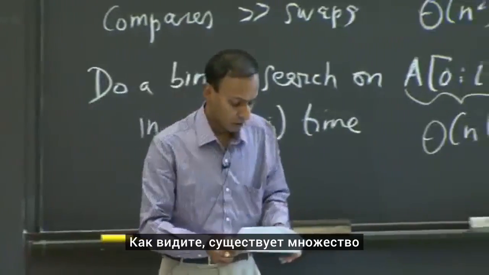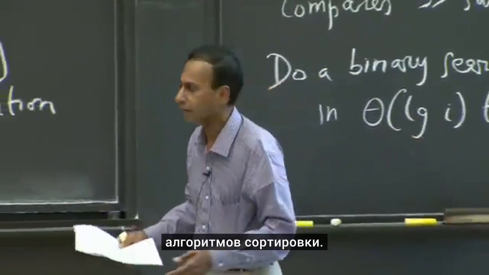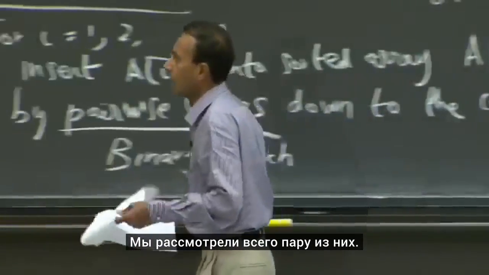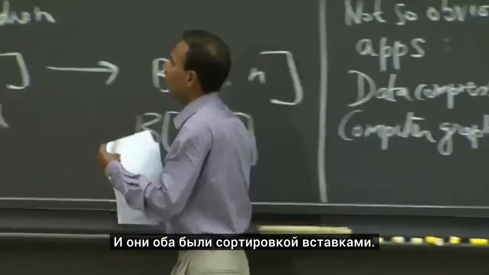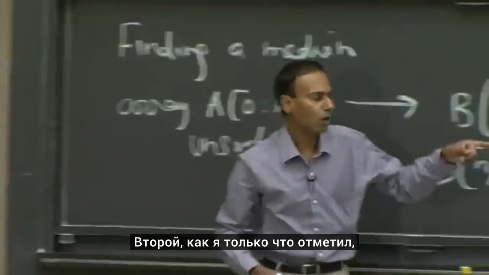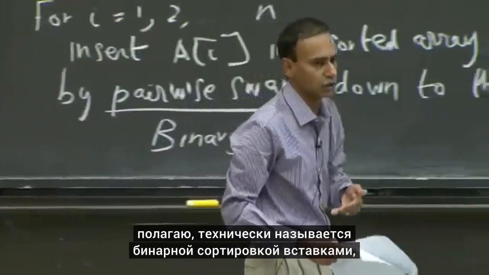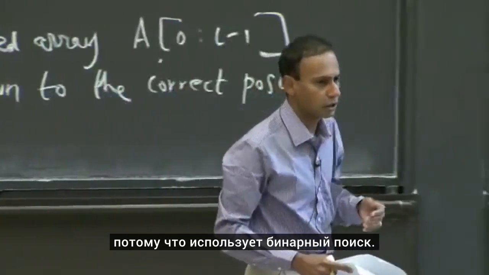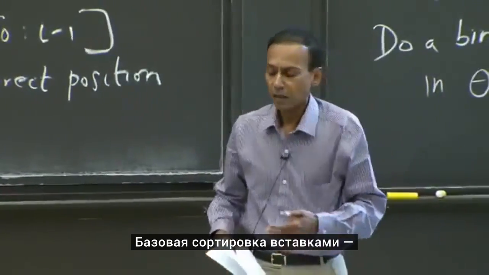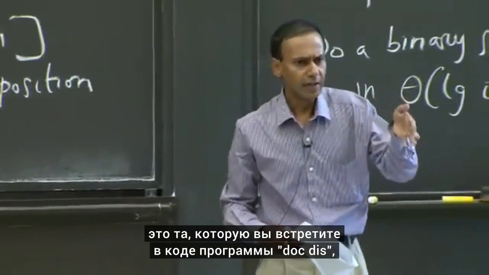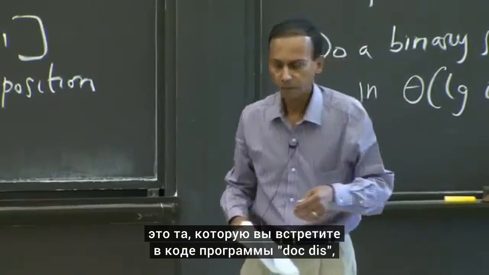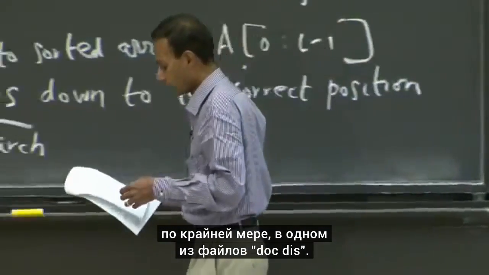Okay, good. So as you can see, there's many varieties of sorting algorithms. We just looked at a couple of them, and they were both insertion sort. The second one that I just put up is, I guess, technically called binary insertion sort because it does binary search. And the vanilla insertion sort is the one that you have the code for in the docdist program, or at least one of the docdist files.